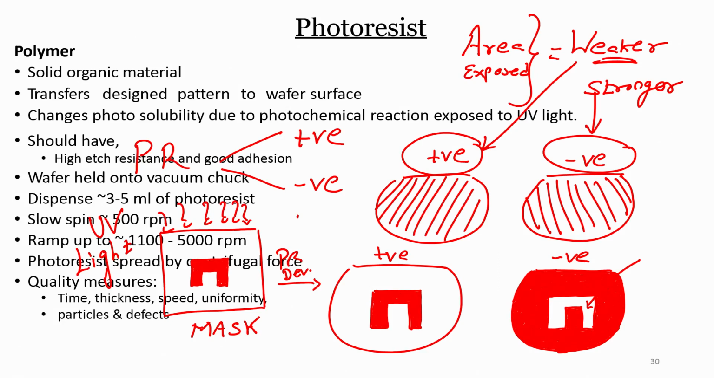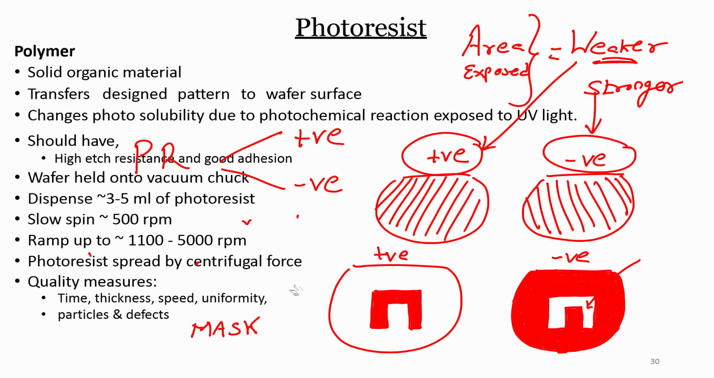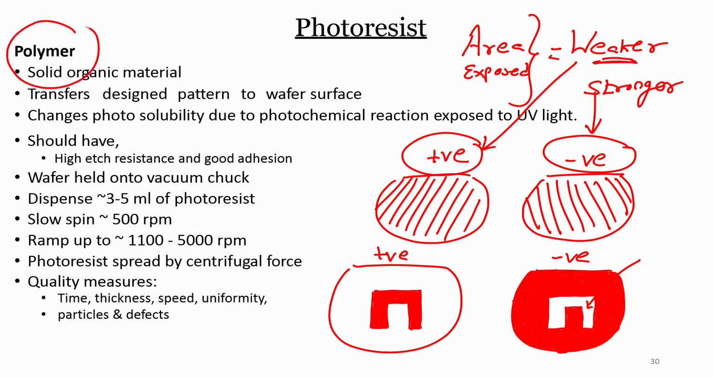So, let me show you a few more points. Now, what should the photoresist consist of? What should the polymer have? Polymer should have high etch resistance and good adhesion, that is a requirement, right. And this is how the polymer is coated onto the wafer.